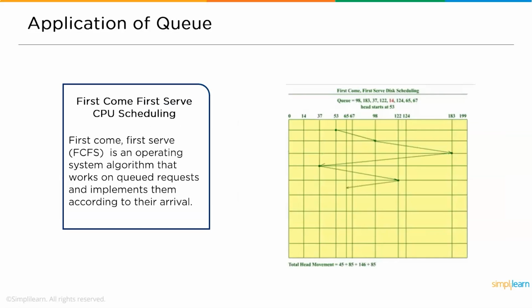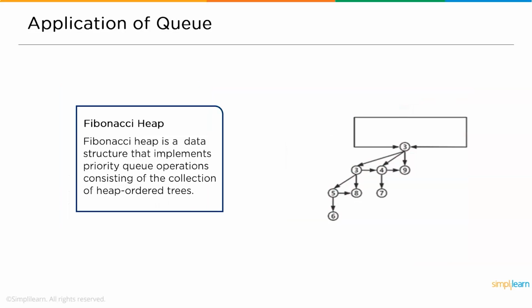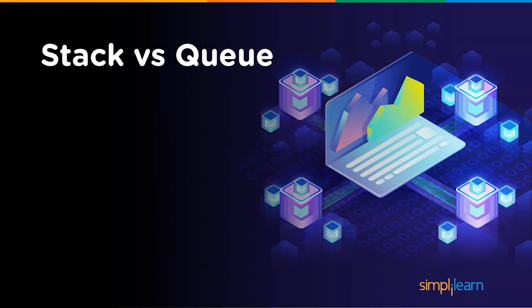Next one is first come, first serve CPU scheduling. First come, first serve FCFS is an operating system algorithm that works on queued requests and implements them according to their arrival. Now the Fibonacci heap. Fibonacci heap is a data structure that implements priority queue operations consisting of the collection of heap order trees. Now our last segment, that is the comparison between stack and queue.